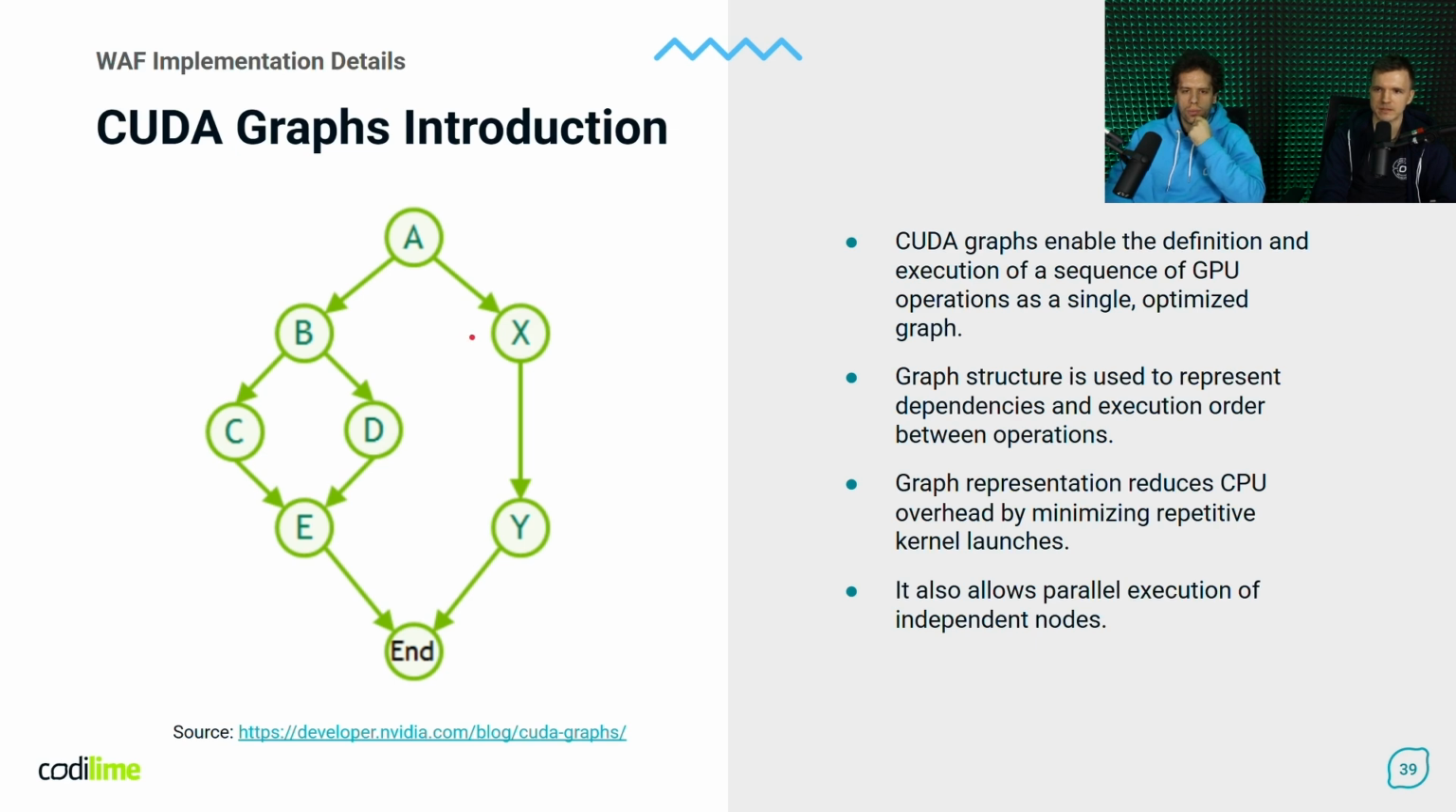Another thing that CUDA graphs improve is that if you have multiple operations that are independent of each other, you can execute them in parallel. And if you take a look at the graph, it's easy to determine whether the operations are independent or not. For example, if you take a look at B and X, there is no edge between them. So theoretically, if you execute A, then B and X can later be executed in parallel.